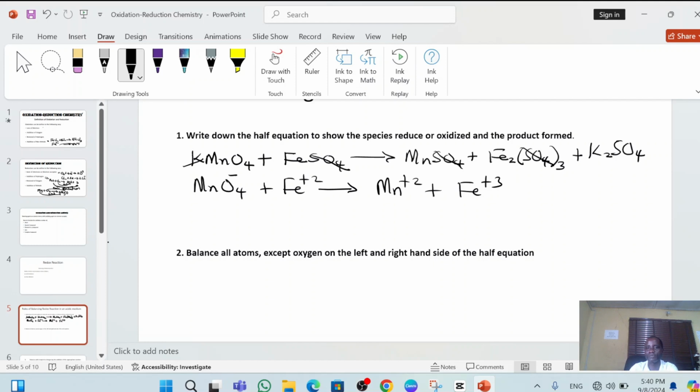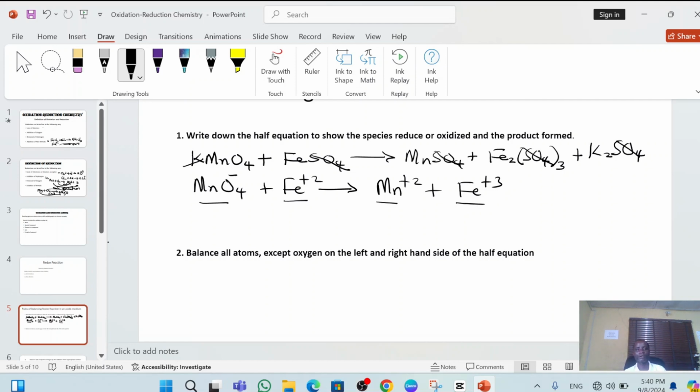Now, K and sulfur have nothing to do with the equation. Why? Because they are spectators, in the sense that in the ionic form, the charge on the ion does not change. Their charge remains constant. Therefore, they are referred to as spectator species. In this case, we have MnO4 minus reduced to Mn2 plus, and iron 2 to iron 3. Therefore, from this equation, now you know which species is oxidized and which one is reduced.